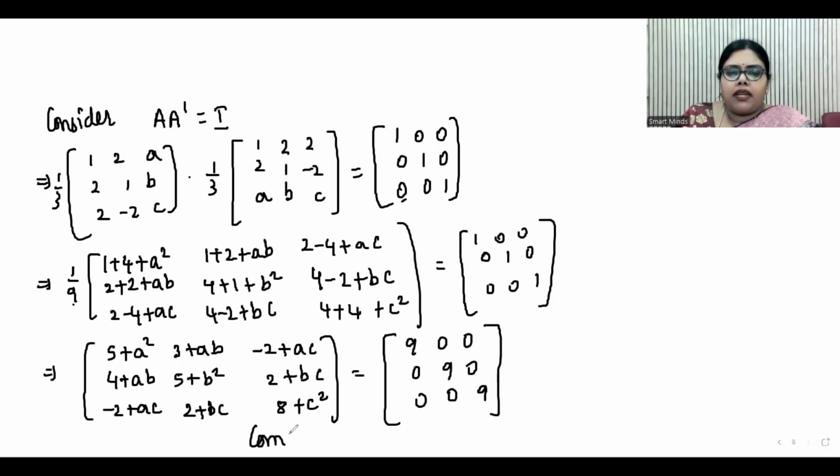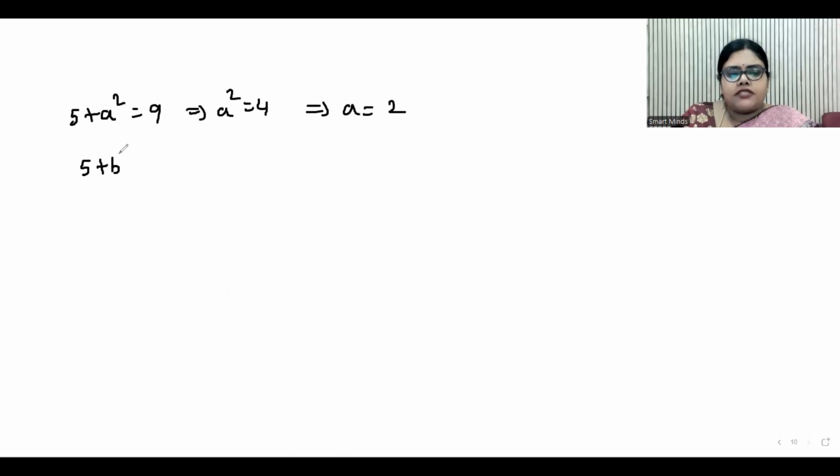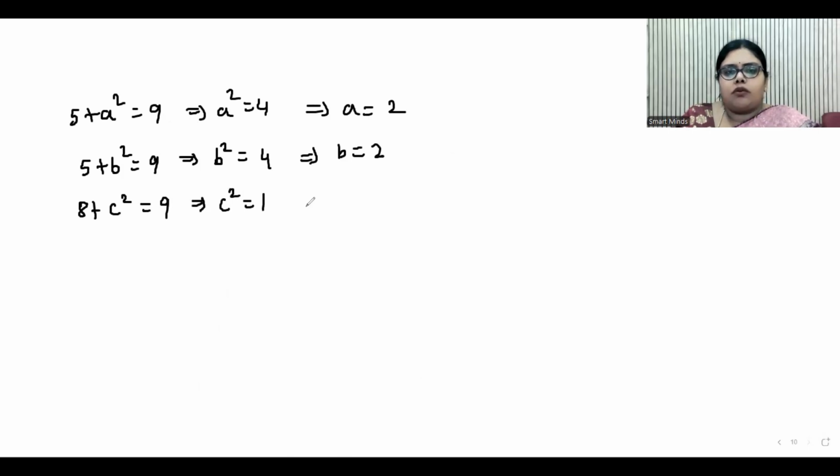Now if you compare the corresponding elements, what do you get? We get 5 plus A square is equal to 9, so A square is equal to 4 and A is 2. The same way, 5 plus B square is equal to 9, so B square is equal to 4 and B is equal to 2. The same way, 8 plus C square is equal to 9, so C square is equal to 1 and C is 1. Therefore we get the values: A is 2, B is 2, C is 1.